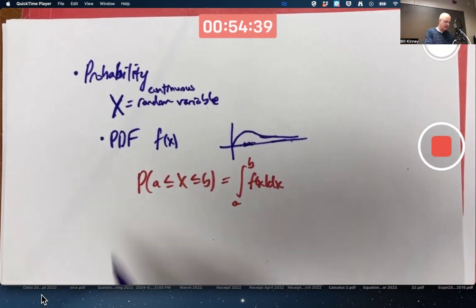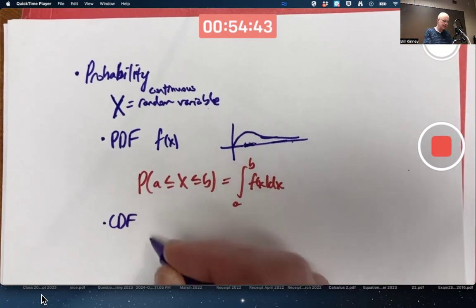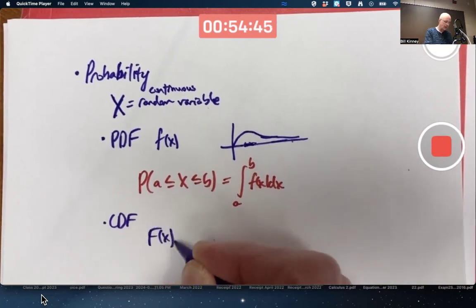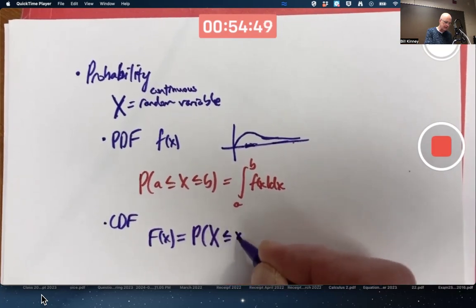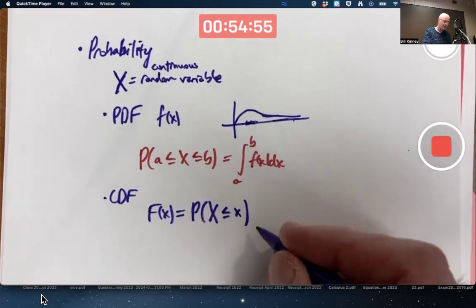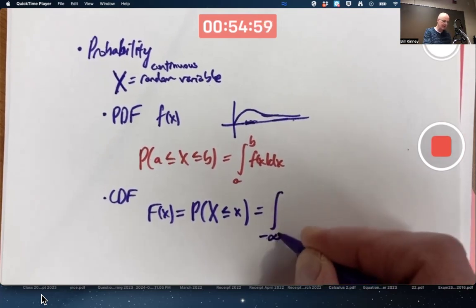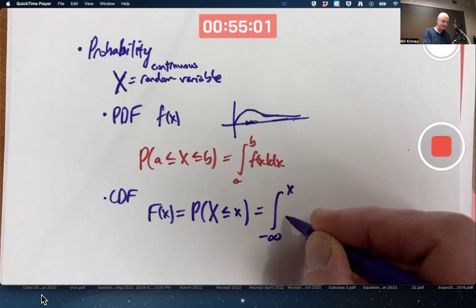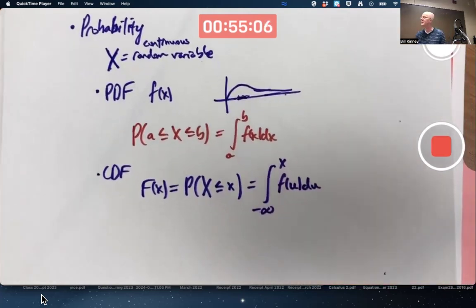Once you've got the PDF, you can also find the CDF, cumulative distribution function, capital F of x, which is always the probability that the random variable is less than or equal to the given quantity. Notice the capital X versus the lowercase x. For continuous random variables, you can find that by integrating the PDF from negative infinity to x. Use a different letter like u here for the variable of integration.